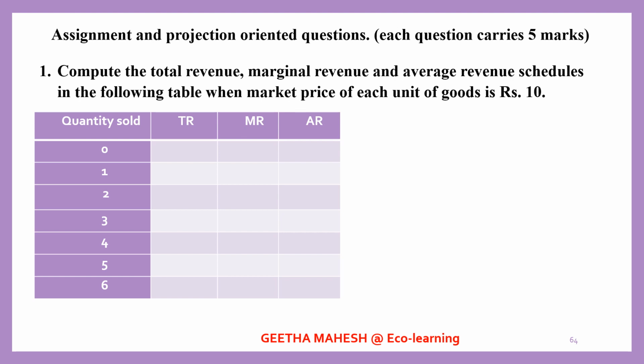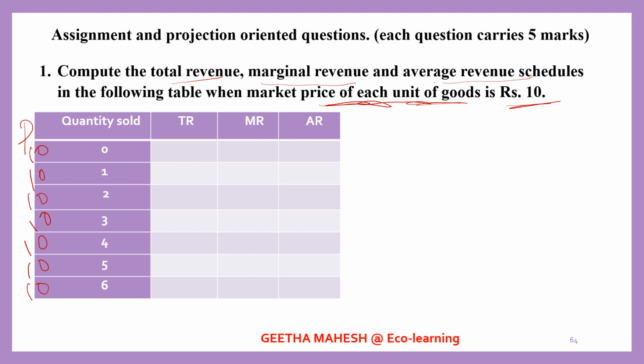Here also, dear students, they have given a table. You have to find out total revenue, marginal revenue, and average revenue schedule from the following data. They have given the market price of each unit of goods, that is 10 rupees. As it is under perfect competition, price remains constant.